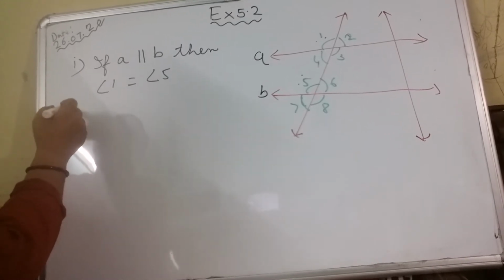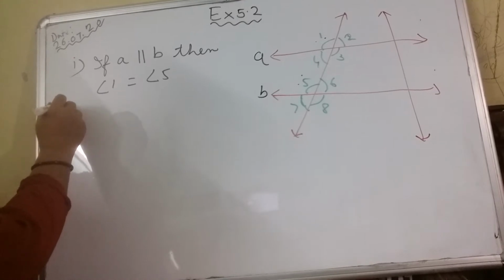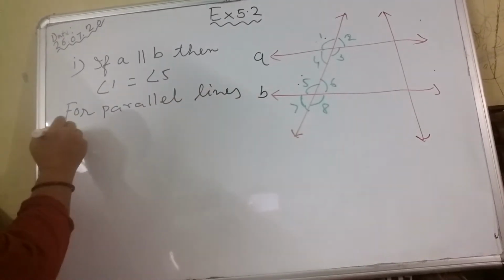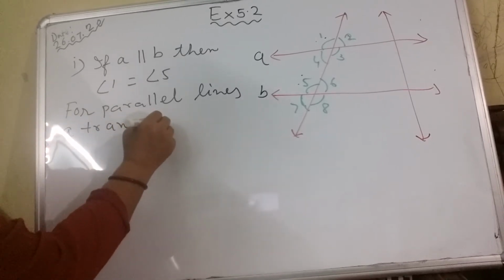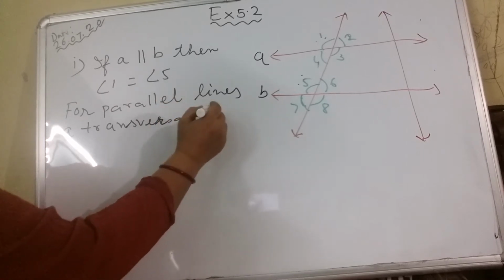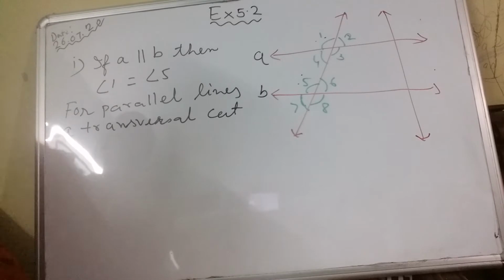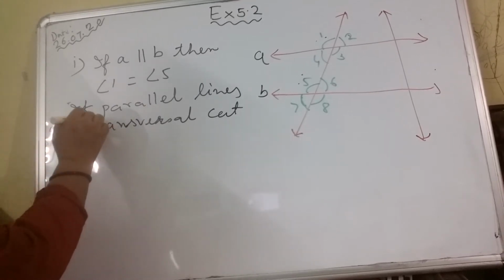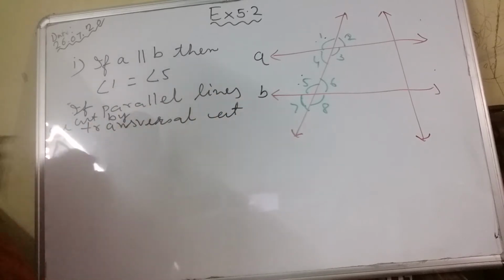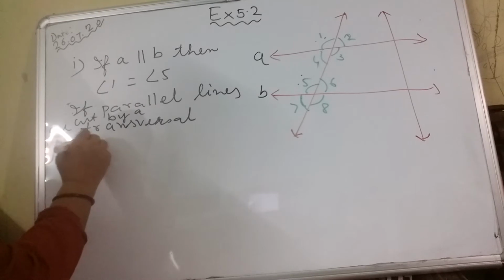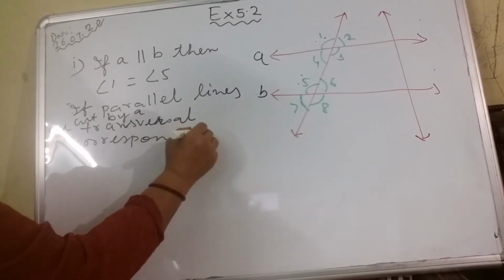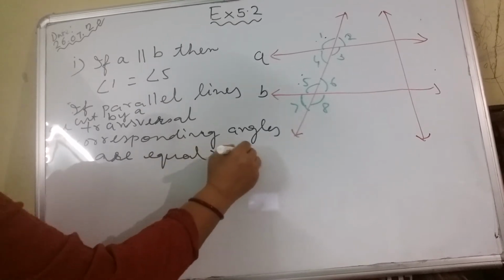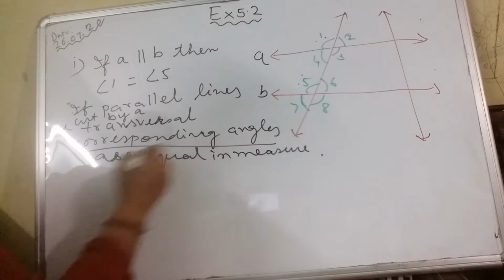So the name of the property will be: if parallel lines are cut by a transversal, then corresponding angles are equal in measure. Okay, that's the property.